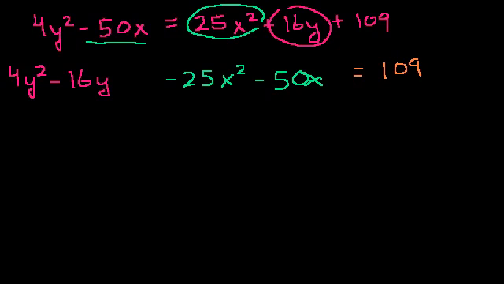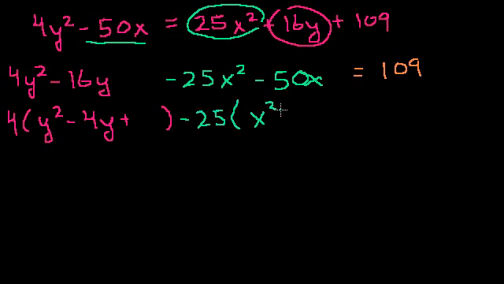The easiest way to complete the square is if you have a 1 coefficient on the y squared and the x squared term. So let's factor out a 4 in this case. You get 4 times y squared minus 4y, and I'm going to add something later when I complete the square. Minus 25 times x squared plus, minus 50 divided by minus 25 is 2, plus 2x, and I'm going to add something later, is equal to 109. These things we're going to add are what complete the square, make these things a perfect square.